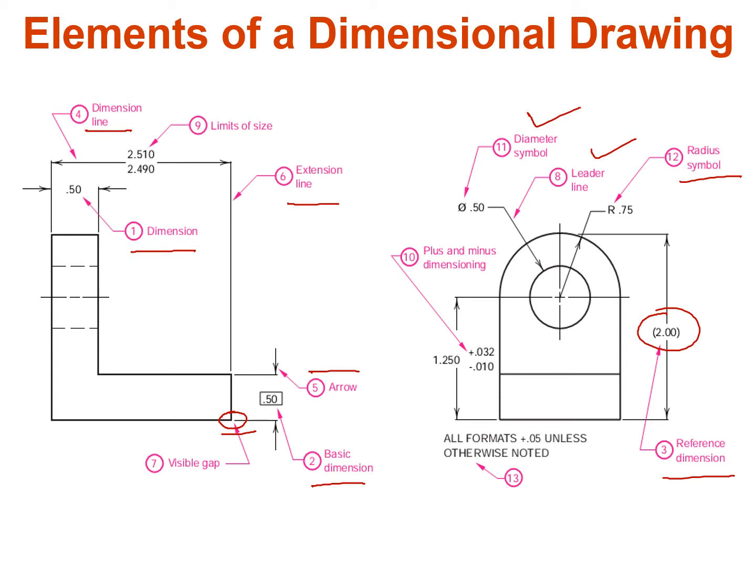Then there come the notes that are being added, and here the note is all format plus 0.0 plus 0.05 unless otherwise noted. So what are the plus and minus dimensioning? What are the limits that are being shown here? What are the two dimensions that are actually presenting the same feature, or providing info about the same feature, but there are two dimensions? Why do we use two dimensions?